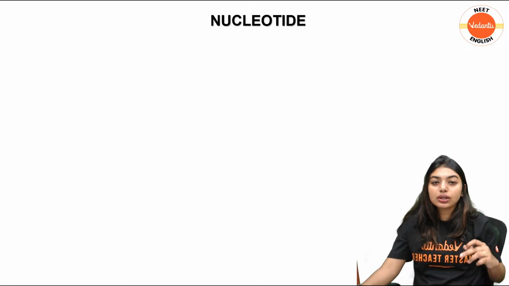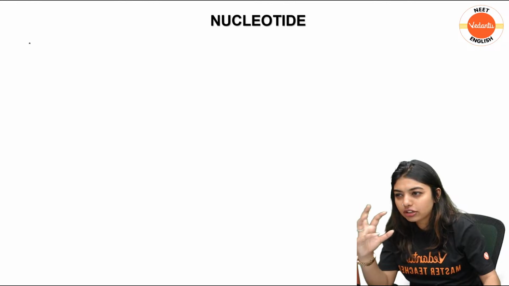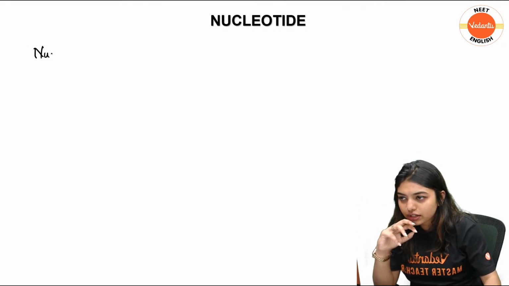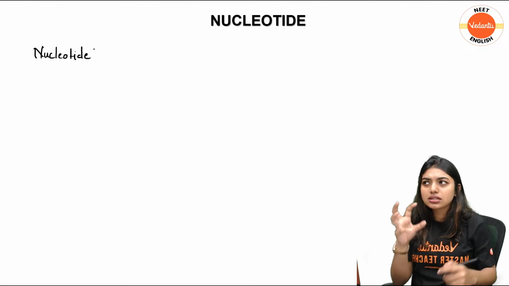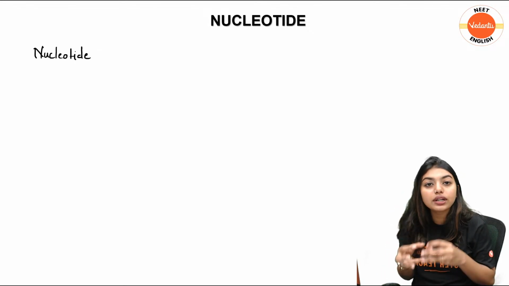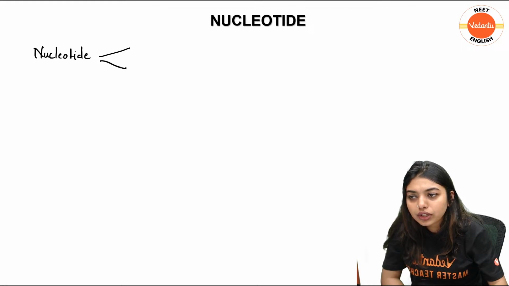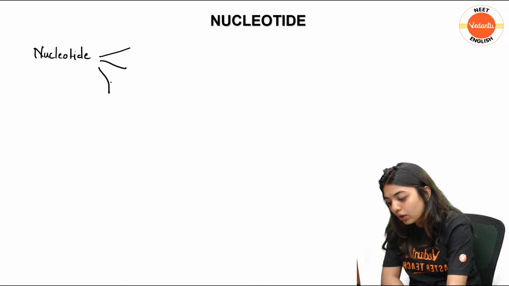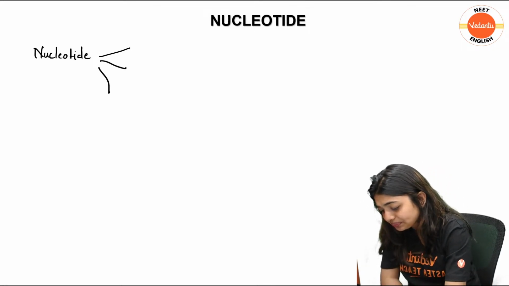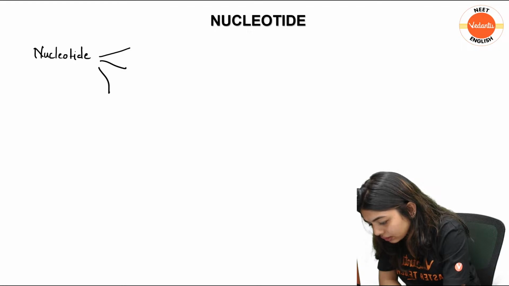So students, nucleotide, I already gave you a general idea. A nucleotide is basically the unit that forms the DNA. A nucleotide has 3 components. Did I discuss this with you all? Yes or no? I discussed. Oh wait, where did it go?